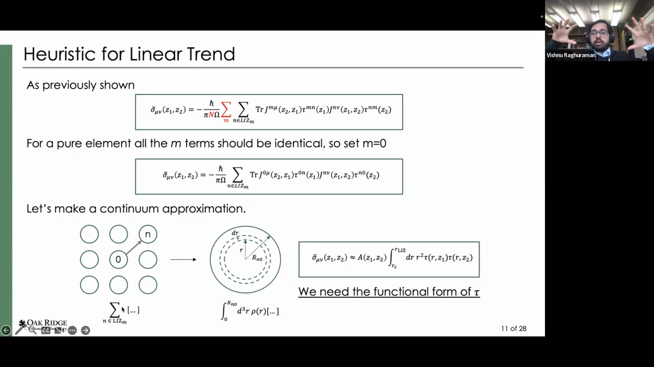But if you zoom out a bit, you can also view this as an integral over the density. You can convert this sum into an integral over the product of tau matrices. Here I've assumed the density is constant, and we take that out. So effectively, if we get a functional form for the tau, which is how the multiple scattering matrix decays with R_LIZ radius, then we should be able to get a functional form for your sigma tilde in terms of the R_LIZ radius, which is what we want.